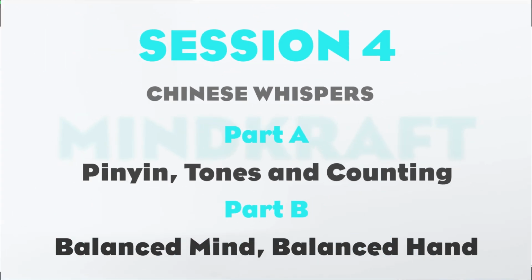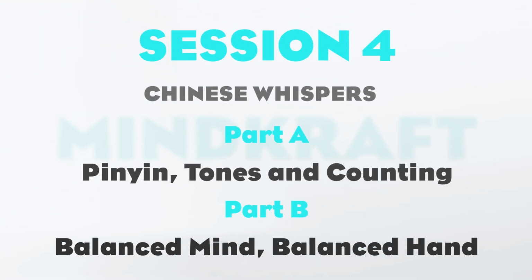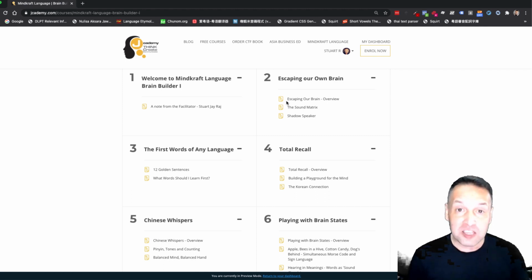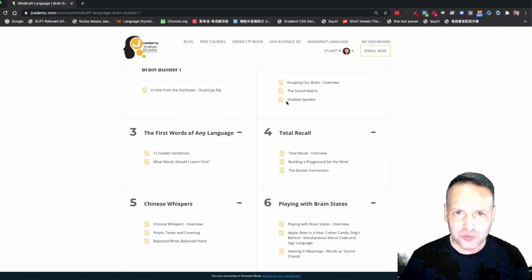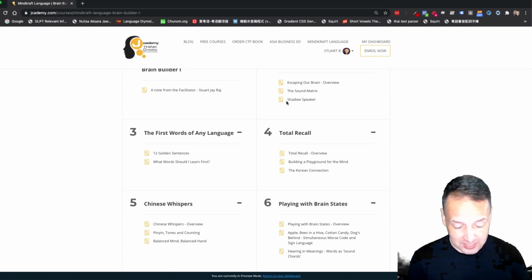Session number 4, I call Chinese whispers. Now, Chinese is a language that a lot of people are learning, or a lot of people might want to learn, or are thinking of this as being one of the key languages in the future. And so having a grounding in Chinese is going to be very, very useful to learning not only Chinese, but a bunch of other languages. For example, the Chinese characters are used across in Japanese and even in Korean.